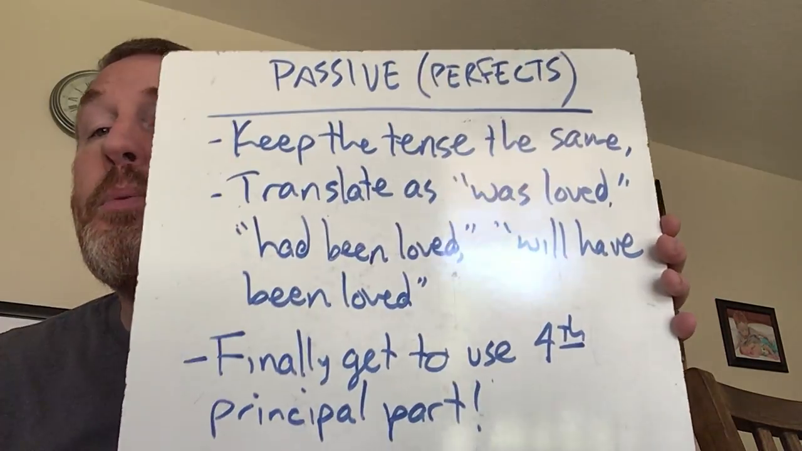So just for review, the present tense in the passive is I am loved. The imperfect is I am being loved. Very important. The future is I will be loved. The perfect, I was loved. See, there's a difference between that and the imperfect. The pluperfect, I had been loved. And the future perfect, I will have been loved. Okay, so that's what that is.